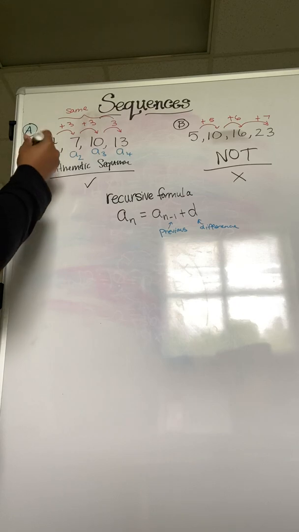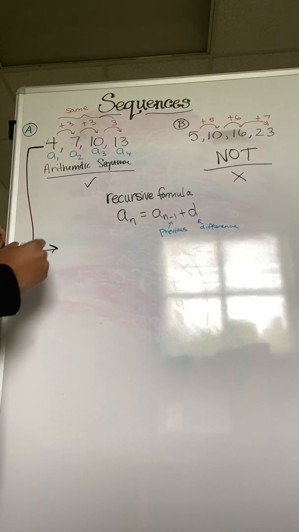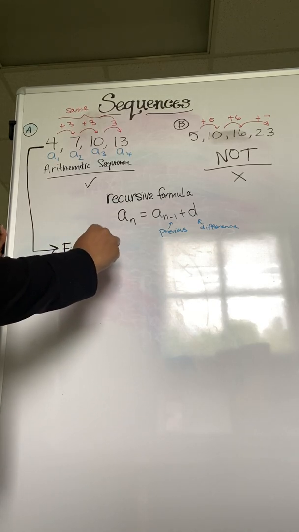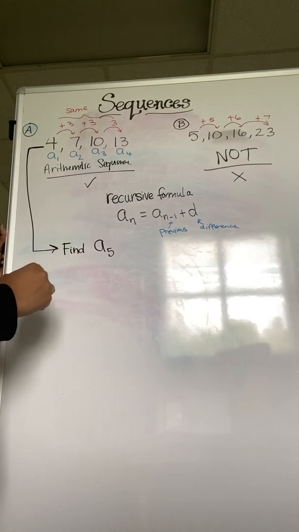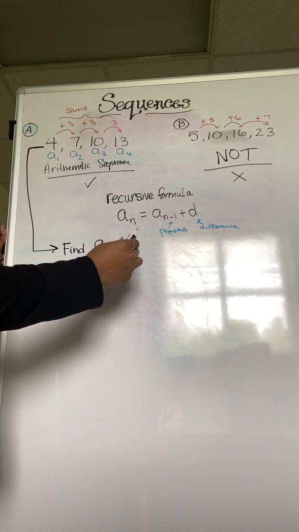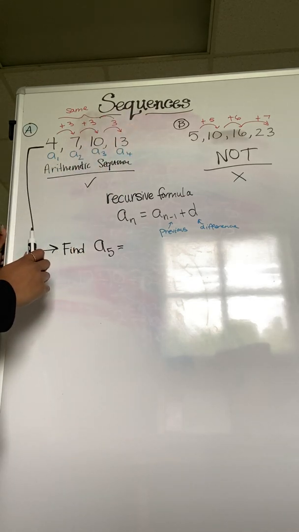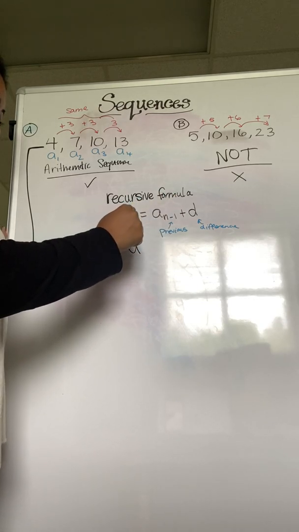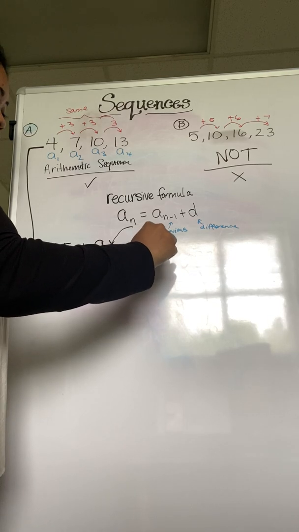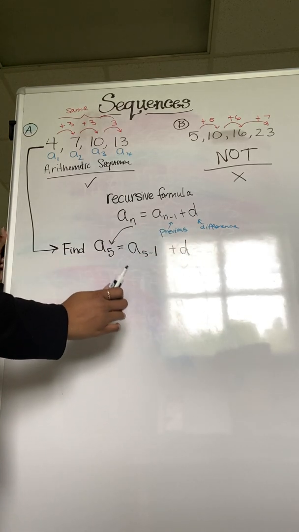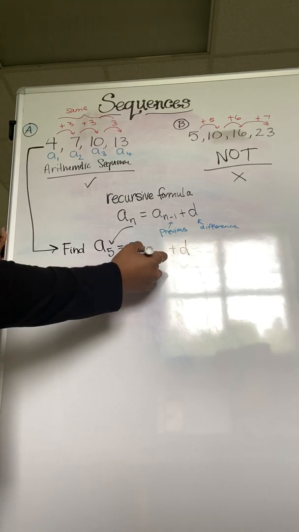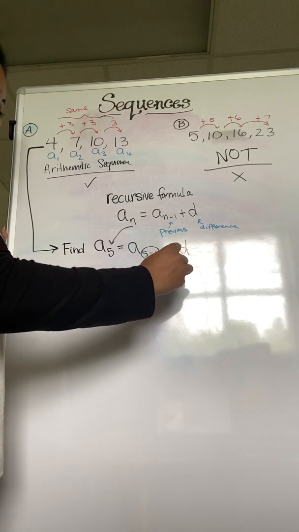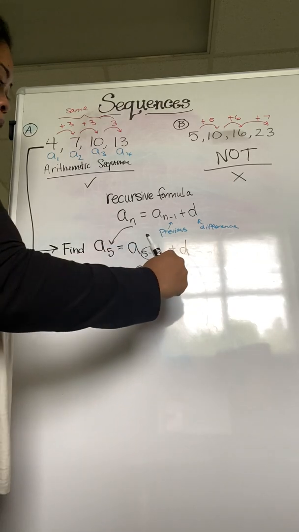So for instance, if I were to take this formula here and I told you to find a sub 5, that means that we are looking for the 5th term in this series. So that means that we need to take the previous term, so it would be a, our n is going to be 5, so 5 minus 1 plus d. All right? Well, 5 minus 1 is really 4, so this is equal to a sub 4 plus the difference, and we see here that the difference is plus 3.